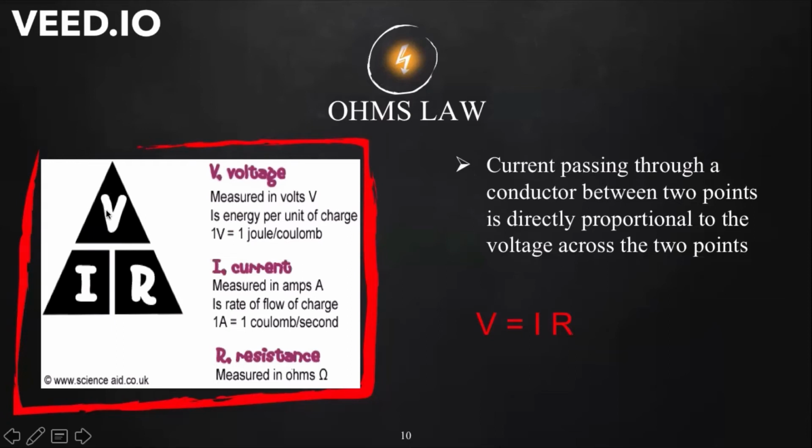Now, voltage is measured in volts. R, resistance, is measured in ohms, and the current is measured in amps, so A. Moreover, if you have a question whereby the voltage is given and current is given and we don't know the resistance, then looking at this triangle, R is equal to V divided by I. And if you're finding I, it is V divided by R. So that is how this triangle works.